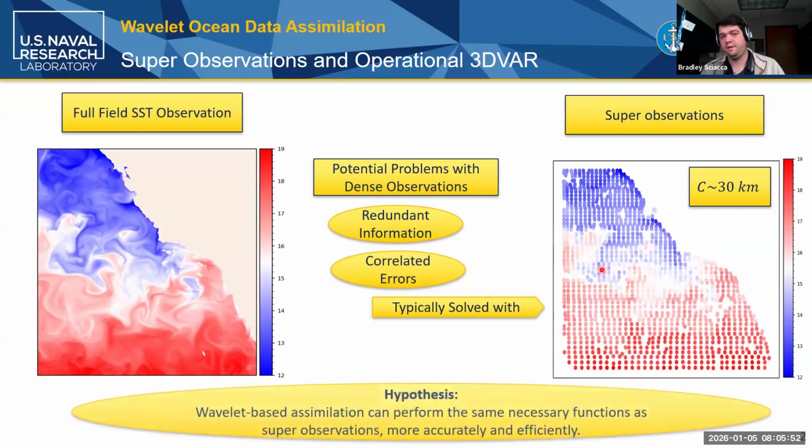And so today, our hypothesis is that with wavelet-based assimilation, we can perform the same necessary functions here, reducing the redundant small scale information and reducing any potentially correlated observational errors, and do so more accurately and efficiently compared to super obs. So we can do the same thing as super obs, but a bit more accurately and a bit more efficiently.